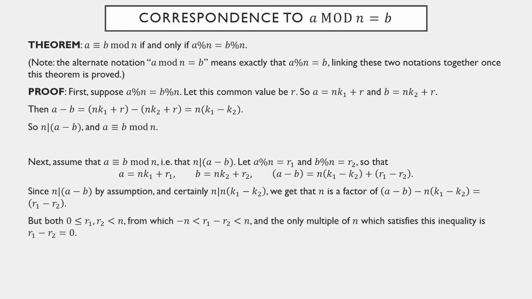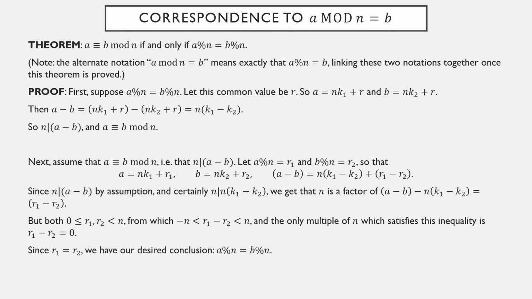But r1 and r2 are both between 0 and n, and they can't be equal to n. So their difference cannot be negative n, and it cannot be positive n, but it must be somewhere in between. But it has to be a multiple of n. We've already determined that n must be a factor of this difference. Well, negative n is n times negative 1, and positive n is n times 1. The only multiple of n strictly in between them would be 0. So since r1 minus r2 can't be as small as negative n or as big as positive n, and it must be a multiple of n, it must be 0, meaning r1 equals r2. Therefore, the remainder, when we try to divide by n, is equal.